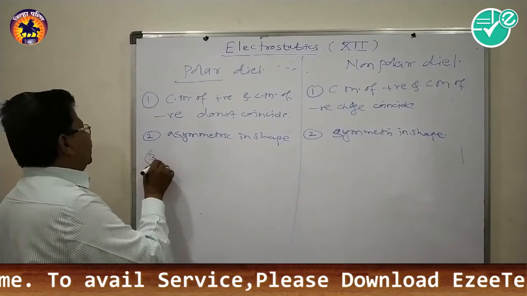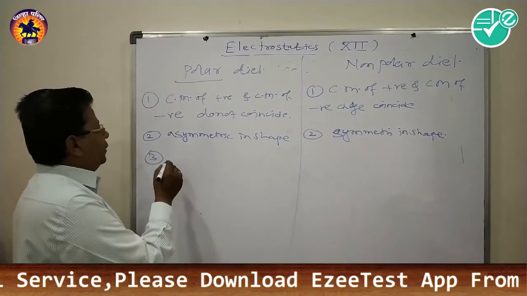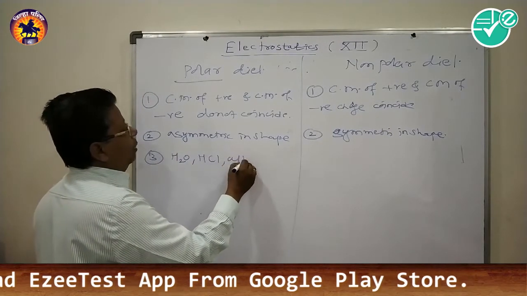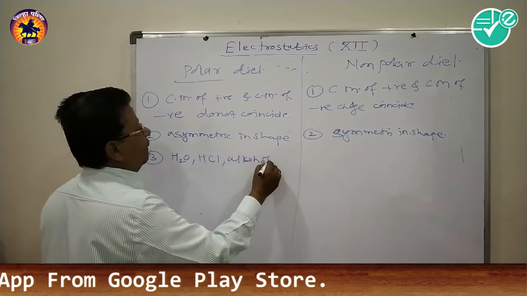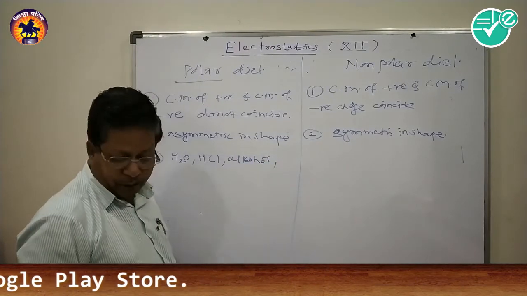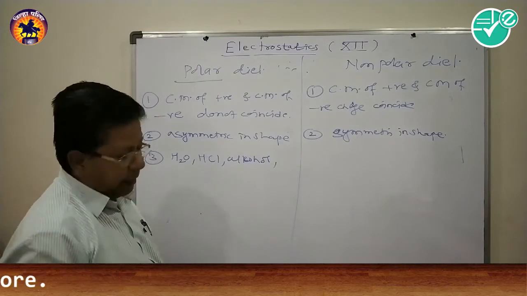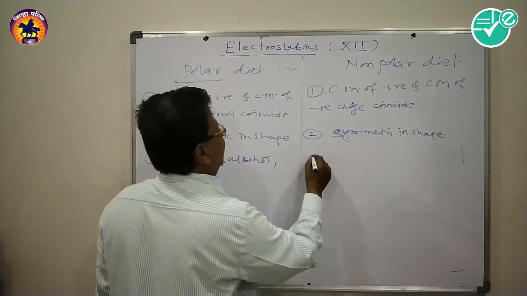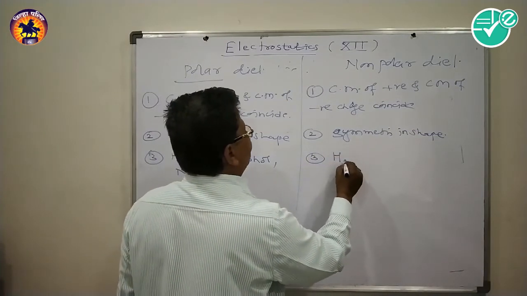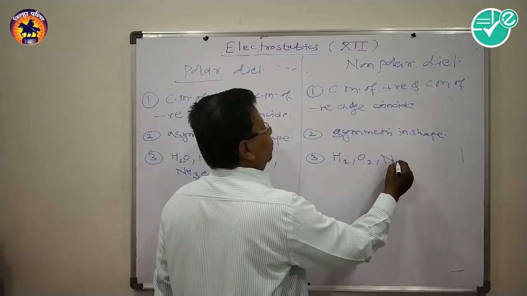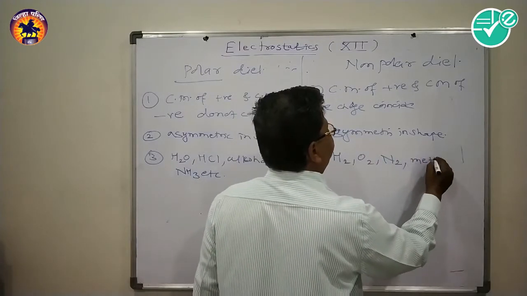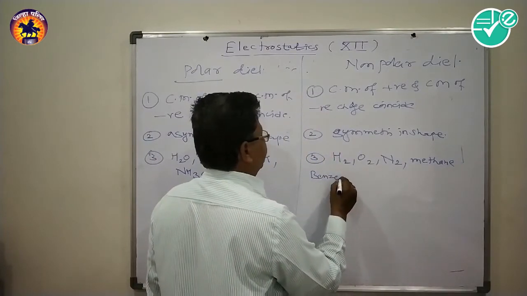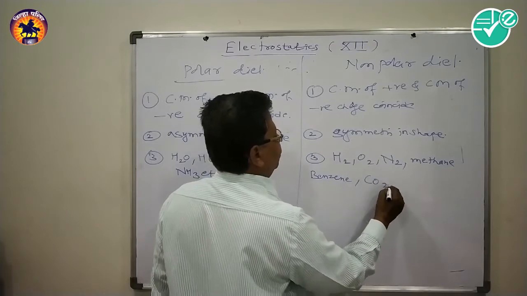Third one, we have seen the examples of polar dielectrics, which are H2O, HCl, alcohol, NH3, etc. And the examples of non-polar dielectrics we have seen are H2, O2, N2, methane, benzene, CO2, etc.